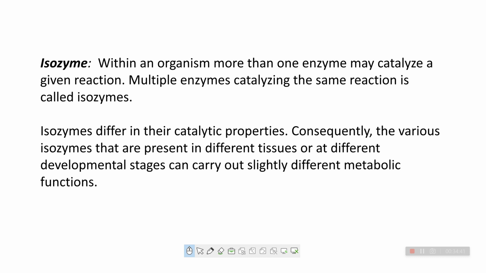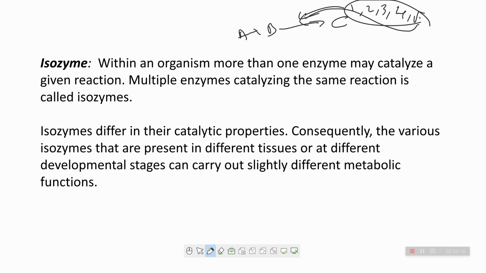Next is isozyme. Within an organism, more than one enzyme may catalyze a given reaction. Those multiple enzymes are known as isozymes. Suppose in a reaction, A plus B is converted into C, this reaction is catalyzed by more than one enzyme: 1, 2, 3, 4, 5. These all are enzymes and all catalyze this reaction. It means these 1, 2, 3, 4, 5 are isozymes.